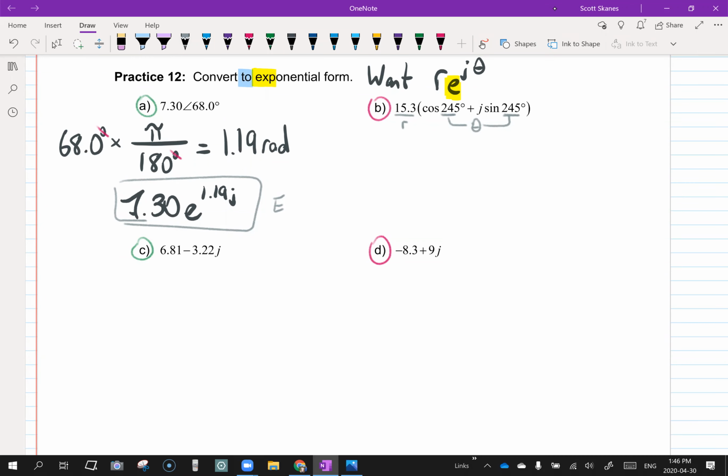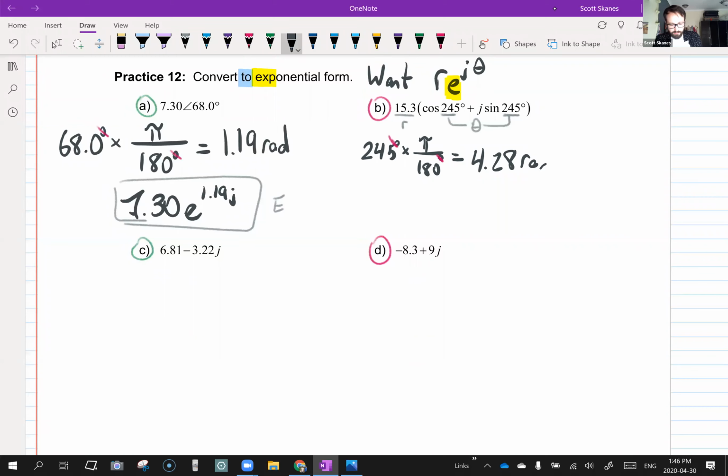Let's see. We need to do, it's already in polar form. If you'll remember, this is the other form of polar. All we need to do is change the angle first. 245 degrees multiplied by pi over 180 degrees. That'll cancel the degrees, and we get 4.28 radians, or about pi and a half. So that becomes 15.3 e to the 4.28j.